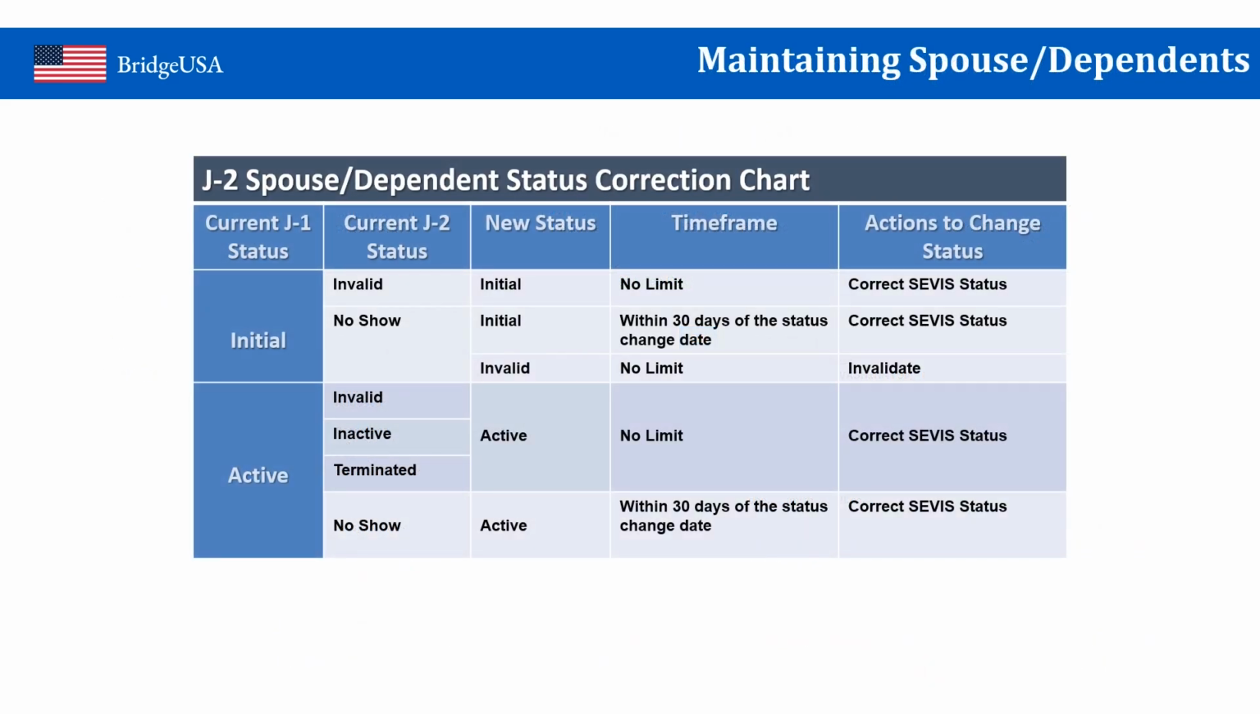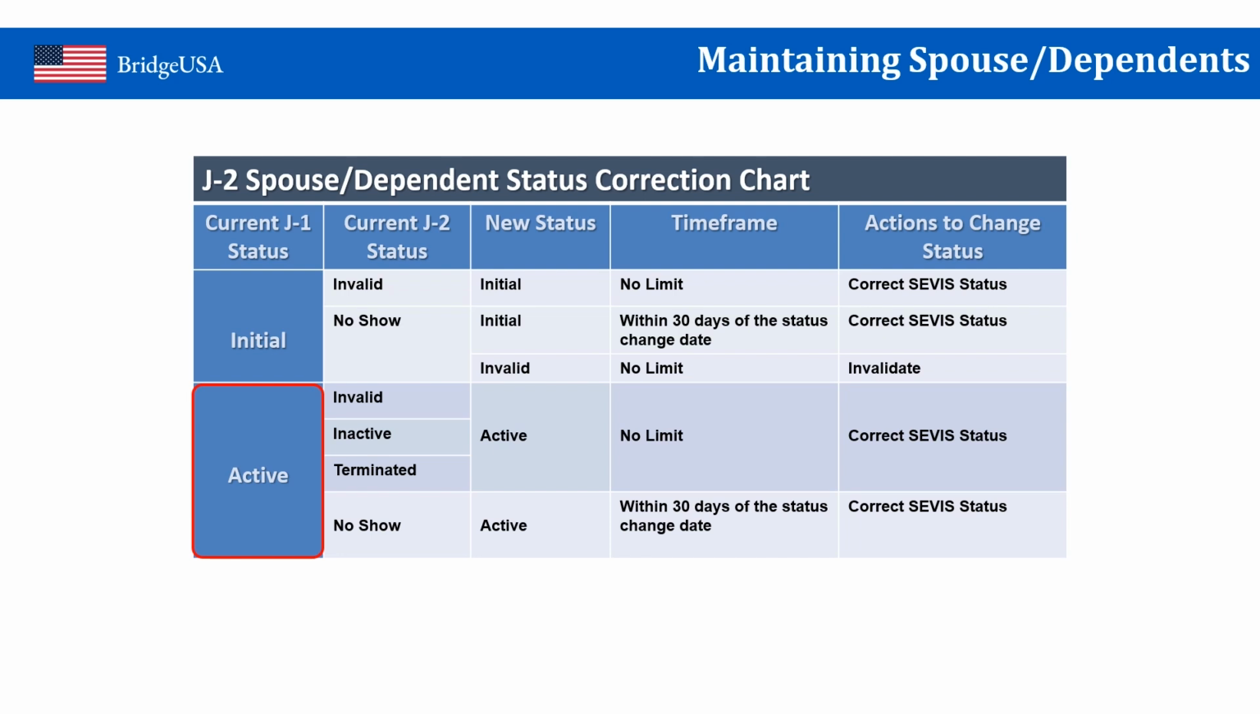This chart summarizes the actions and timeframes available in order for you to correct the status of the J2 spouse dependent separately from the J1. For example, if the J2 is in inactive status and you want to correct it to active, the chart tells you that you can do it at any time using the correct SEVIS status link as long as the status of the J1 is active.